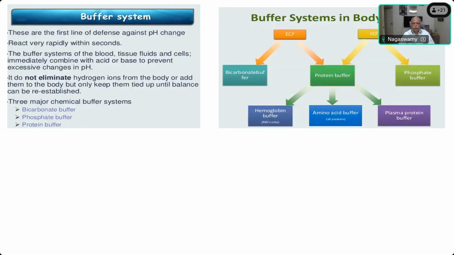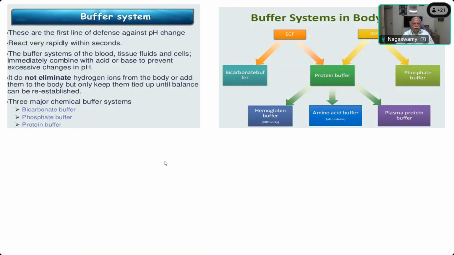Buffer systems can again be classified as those present in the extracellular fluid and the intracellular fluid. In the extracellular fluid, you have bicarbonate and protein. Of the protein, you have hemoglobin, amino acid buffer, and plasma buffer. And in the intracellular fluid, you have the phosphate buffer system. So three main systems of buffering, and this is again a physiology question. This is asked repeatedly in the exam.